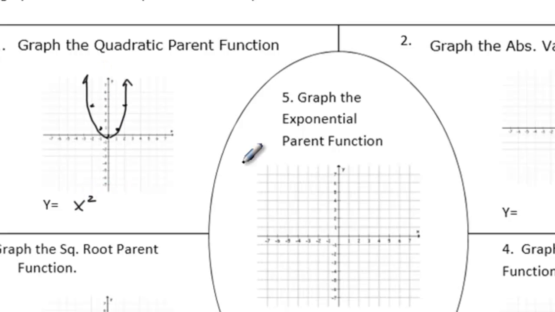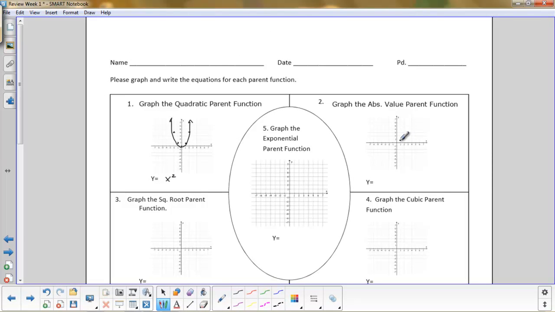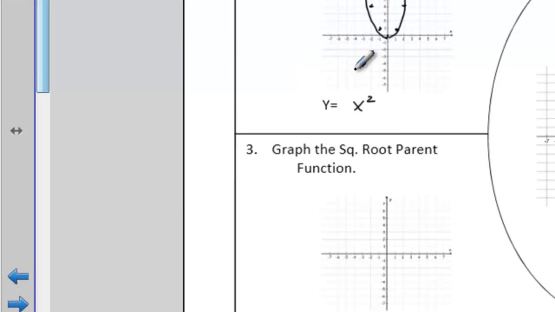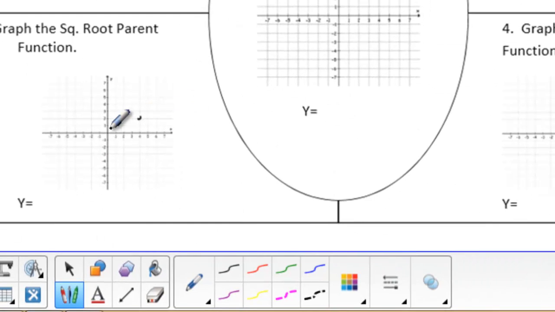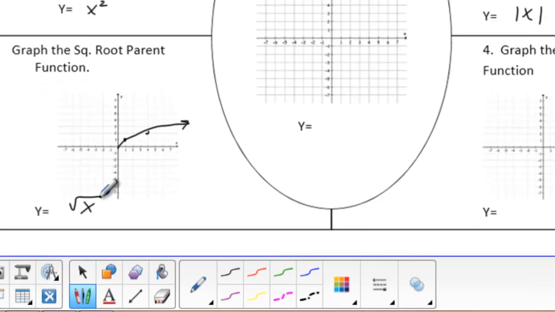Y equals x squared. Absolute value, you have a slope of 1 on one of the arms. You have a slope of negative 1 on the other arm. Absolute value of x. Square root parent function, over 1 up 1, over 4 up 2, over 9 up 3, critical values. Y equals the square root of x.